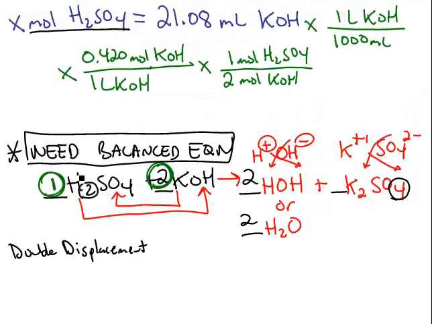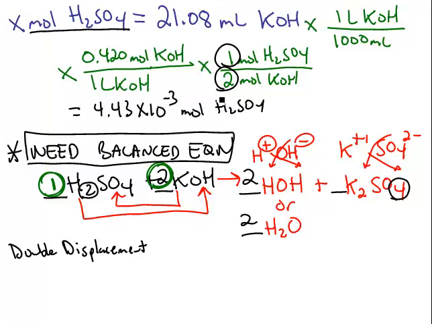this 1 to 2 ratio between the acid and the base in this case, was used as one of the conversion steps. So if it's a 1 to 1 ratio or a 1 to 2 ratio, that you get from the balanced reaction, if you do that part incorrectly, you're going to get the wrong answer. This one is going to multiply out. You're going to get 4.43 times 10 to the -3 moles of sulfuric acid.